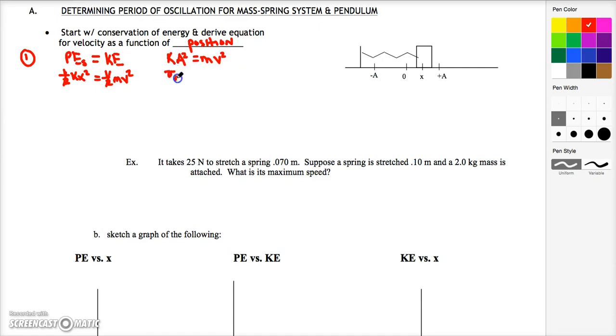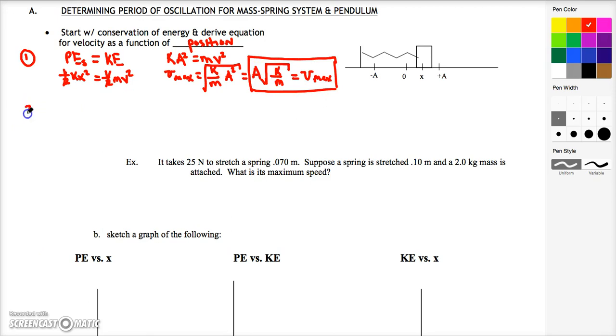So my v max, if I solve for v, is the square root of k over m times A squared. And so what I'm going to do is pull out this A squared. It's under the square root, so I just get A times the radical of k over m. And that's going to be my maximum speed. So let's write that, v max. And that's important, so we're going to put a box around it.